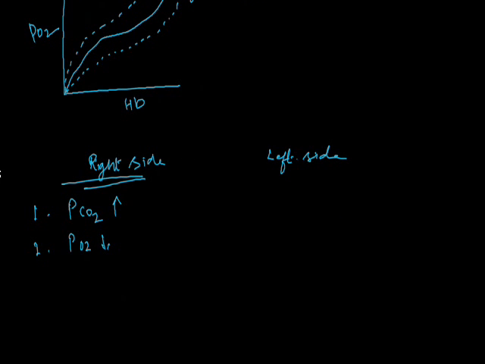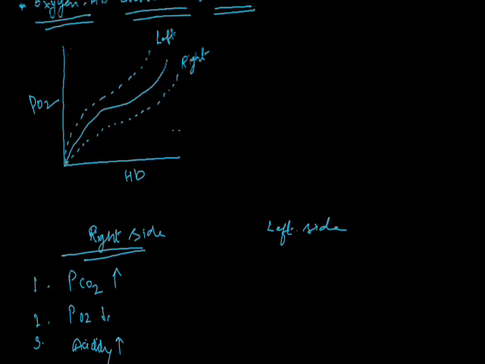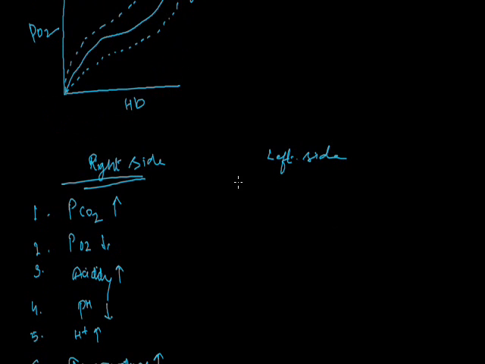If the PCO2 is increasing, we can say the acidity is also increasing. If the acidity is increasing, it means definitely the pH is decreasing. And if the pH is decreasing and the acidity is increasing, it means the H plus ions are also increasing. And we know the carbon dioxide affects the temperature also, so the temperature is also increasing. So in all these conditions, the curve will shift to the right side, and if we reverse all these conditions, then the curve will shift to the left side.